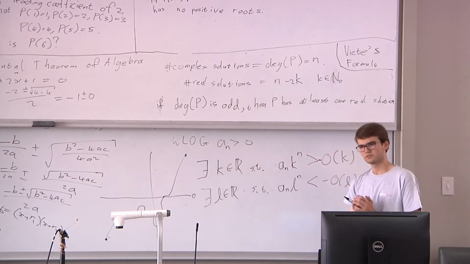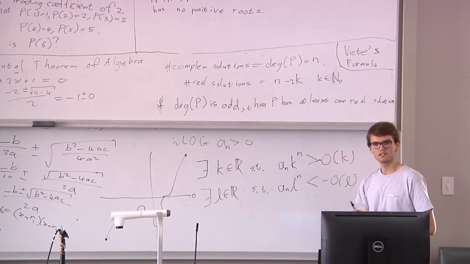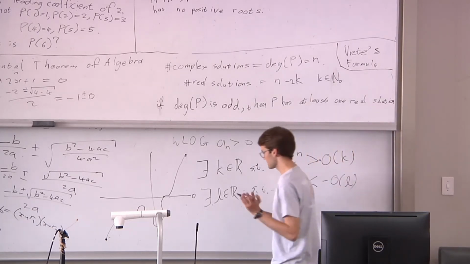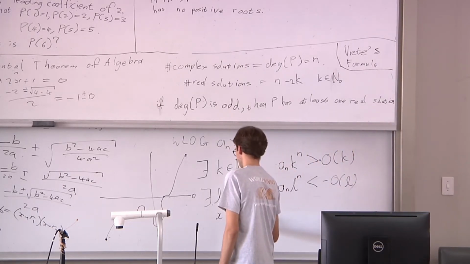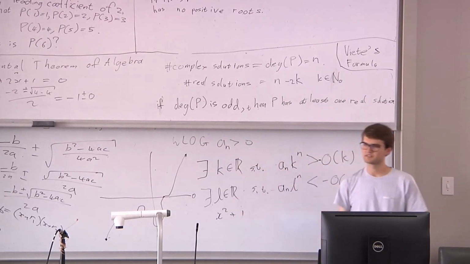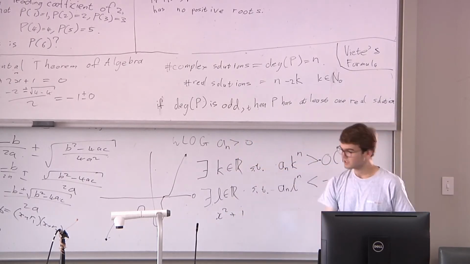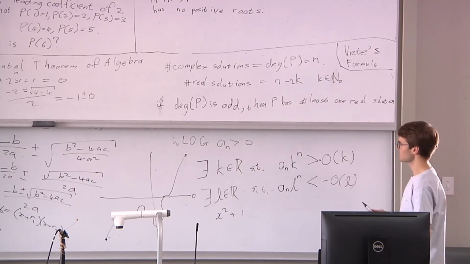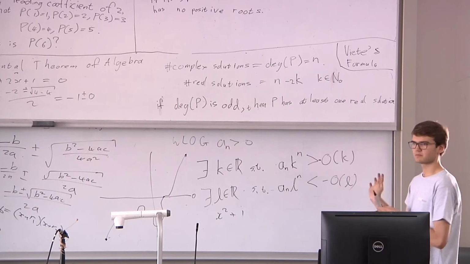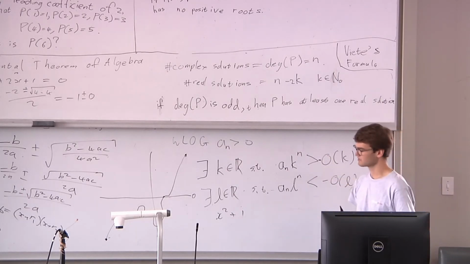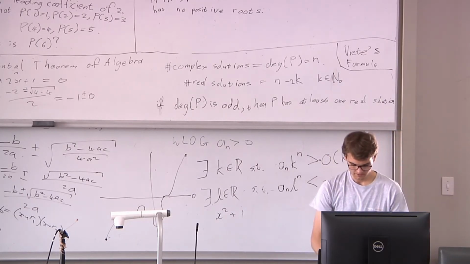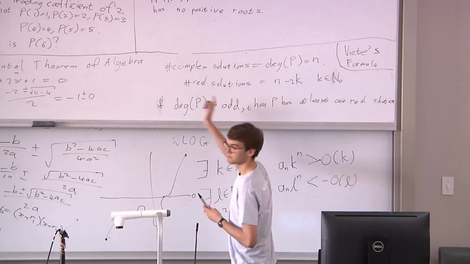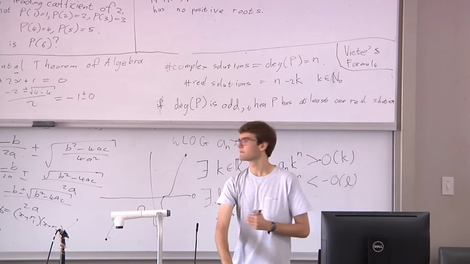And this is only true for functions with odd degree. It doesn't work for even functions. For example, x squared plus 1. You can show that that's always positive. Okay. There is another way of doing this, which is more algebraic and less intuitive. We'll use the fundamental theorem of algebra to prove it.